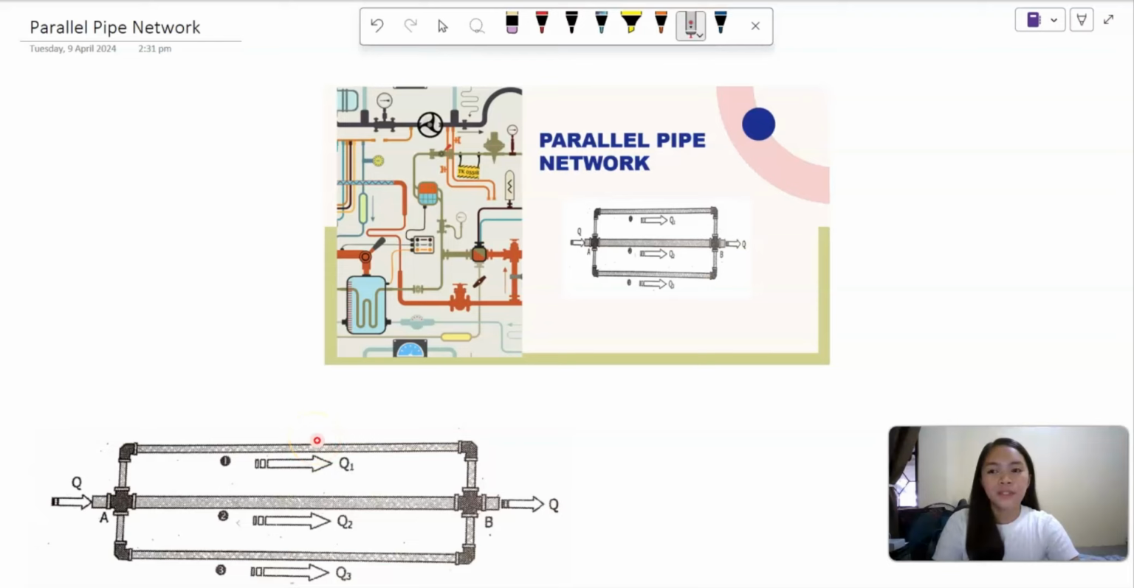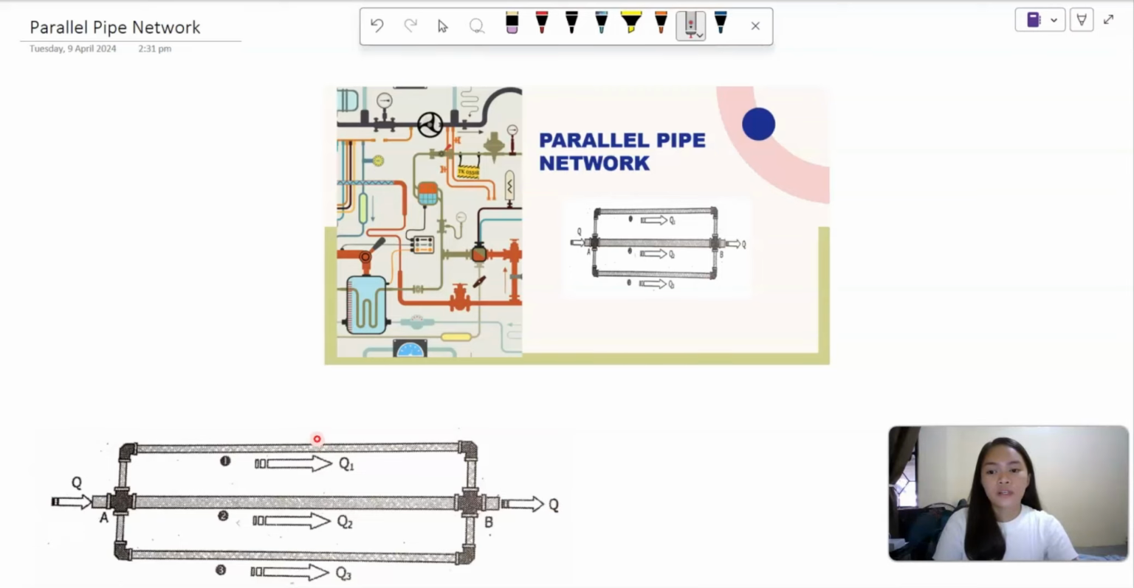So the first topic that we're going to discuss is the parallel pipe network. It is said that if a main pipe is divided into two or more branches and joined again together downstream to form a single pipeline, such an arrangement of connection of pipes will be considered as parallel. Meaning, when pipes of the same lengths and different diameters are connected separately in order to increase the discharge, such an arrangement or connection of pipes will be considered as pipes in parallel.